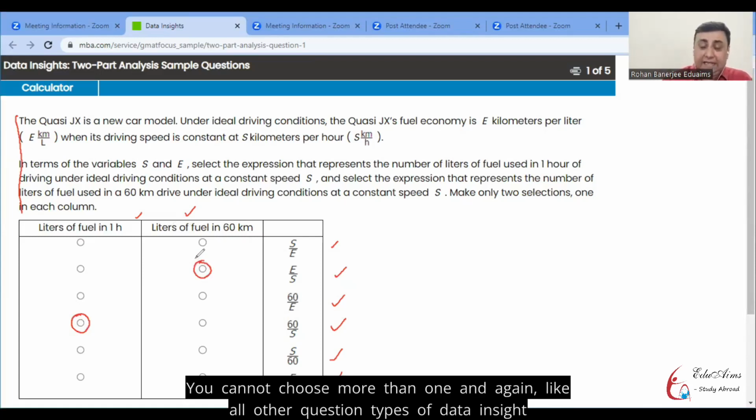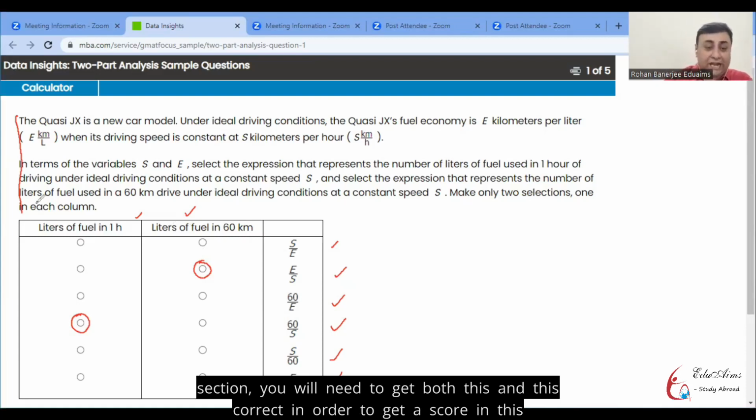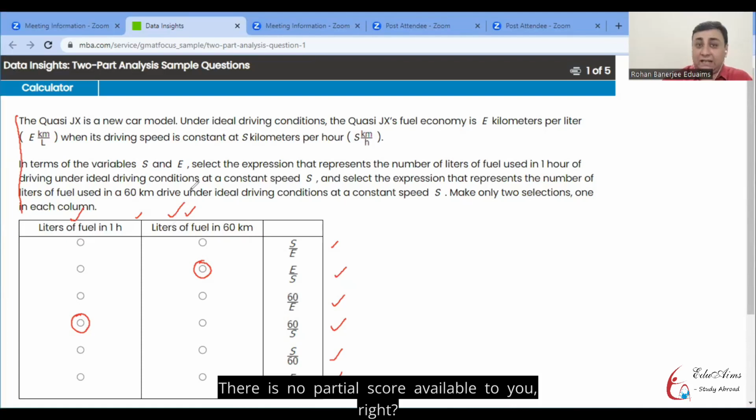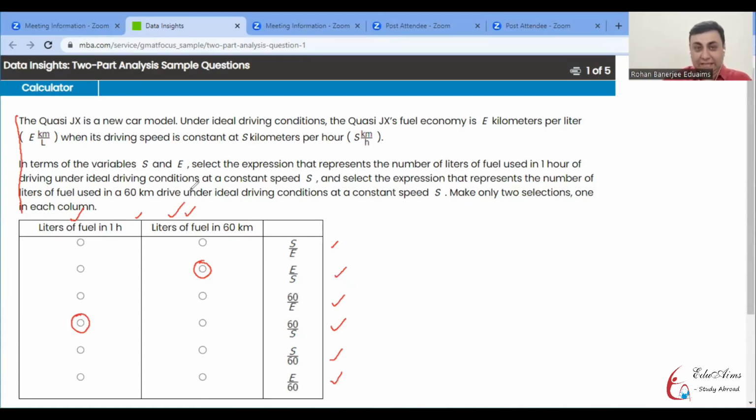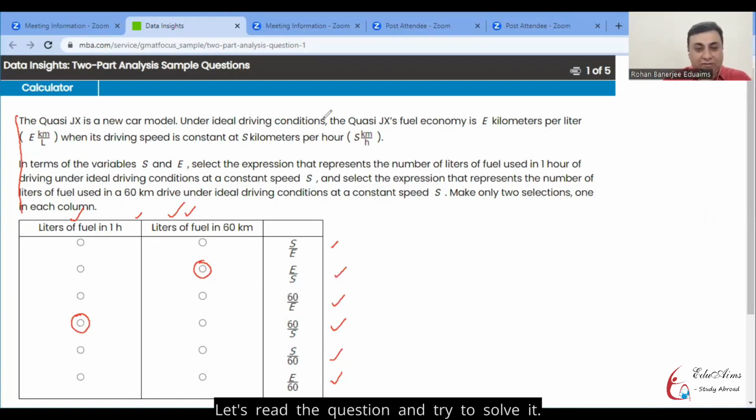And again, like all other question types of the data insight section, you will need to get both this and this correct in order to get a score in this type of question. There is no partial score available to you, right? Okay, let's read the question and try to solve it.